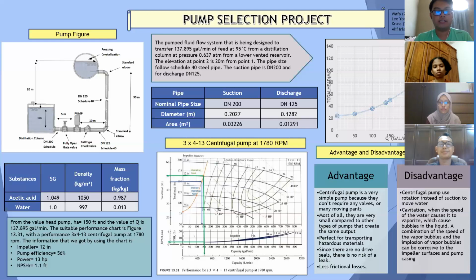This NPSHA is obtained after we subtracted the vapor pressure and all the minor losses in our suction line. So finally, we get our NPSHA equivalent to 55.7 feet, which is greatly higher than 1.21 feet. Since our NPSHA is greater than 1.1 NPSHR, therefore the 3x4-13 centrifugal pump operating at 1,780 RPM is suitable for our systems.